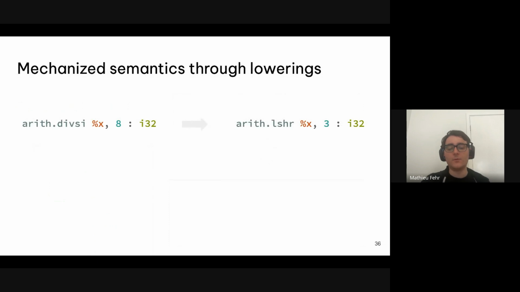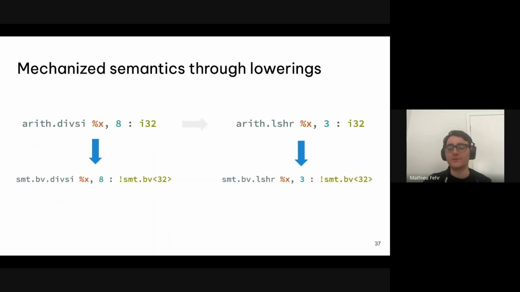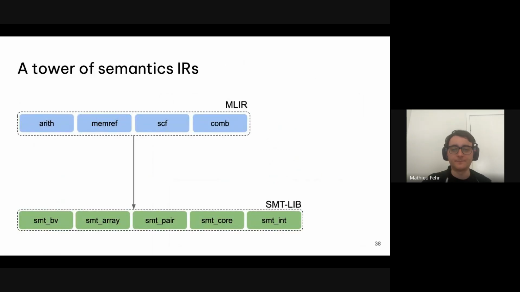So now if we want to give semantics to, let's say, the arith division or the arith shift, like we had for LLVM before, well, we just use a compilation pass. So defining semantics for a dialect, defining the meaning of what a dialect is, is just using a compilation pass. And so we started this by defining dialects for arithmetic, memory, SCF, comb, and we compile it to the different flavors of SMT-LIB.